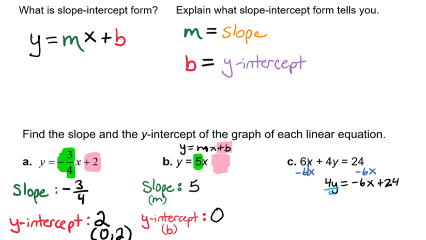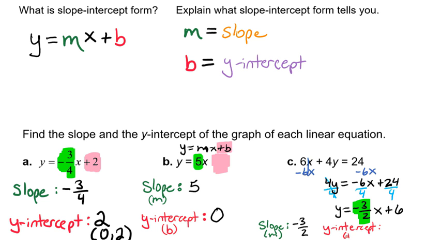Then we'll divide everything by 4. And that's going to give us y equals negative 3 halves x plus 6. And so now we can find our slope and our y-intercept. Take a look at that. What's in the m's spot? What's in the slope's spot? That's right. The negative 3 halves is in the slope spot.